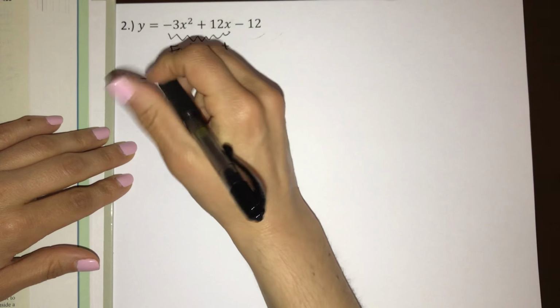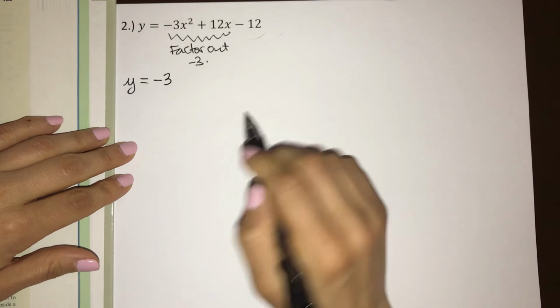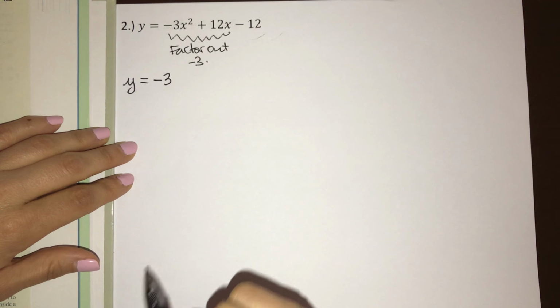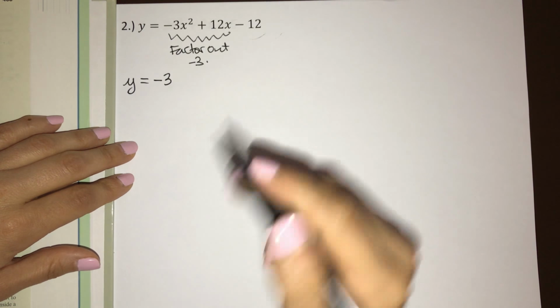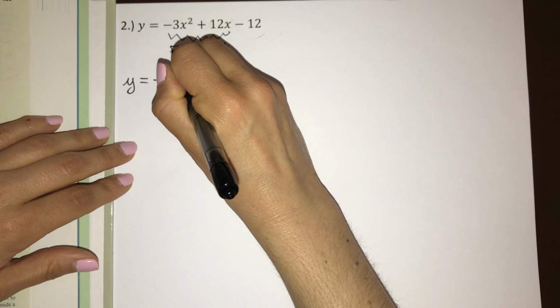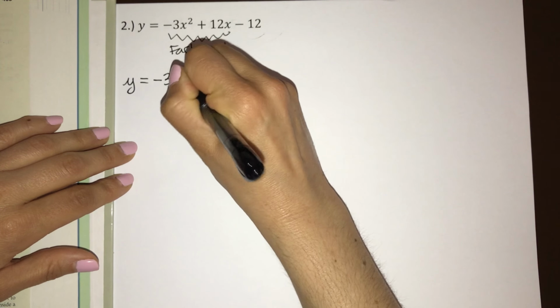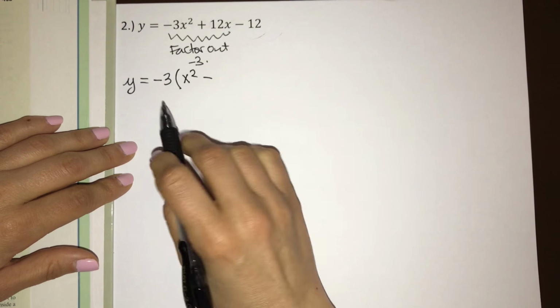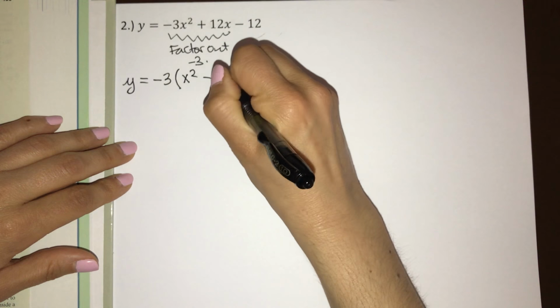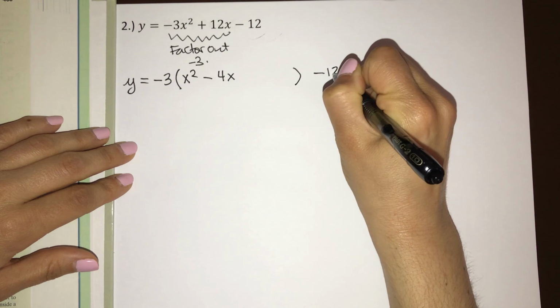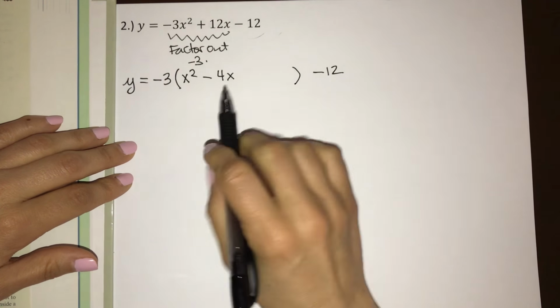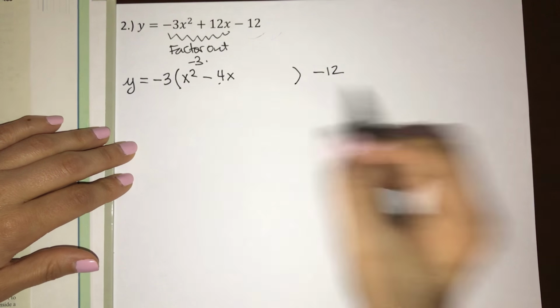So factor out negative 3. I do not factor out x. I only factor out negative 3. I know you could take out an x, but we're not going to do that. So negative 3, and then we're going to be left with x squared minus, because I took out a negative 3, 4x. I have to leave some space, and then minus 12.